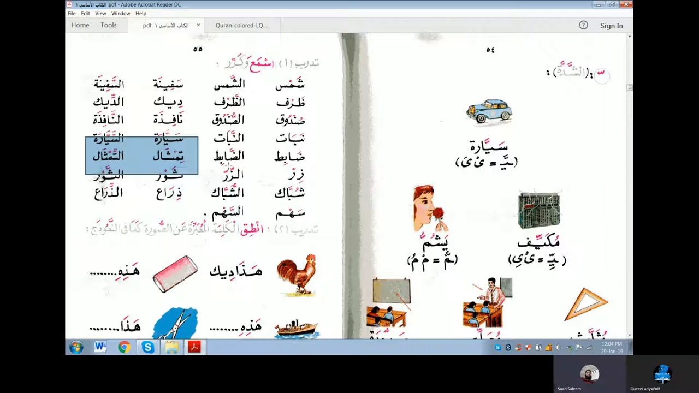Then next. Zirun means button. Zirun means button. Azzirru means the button.